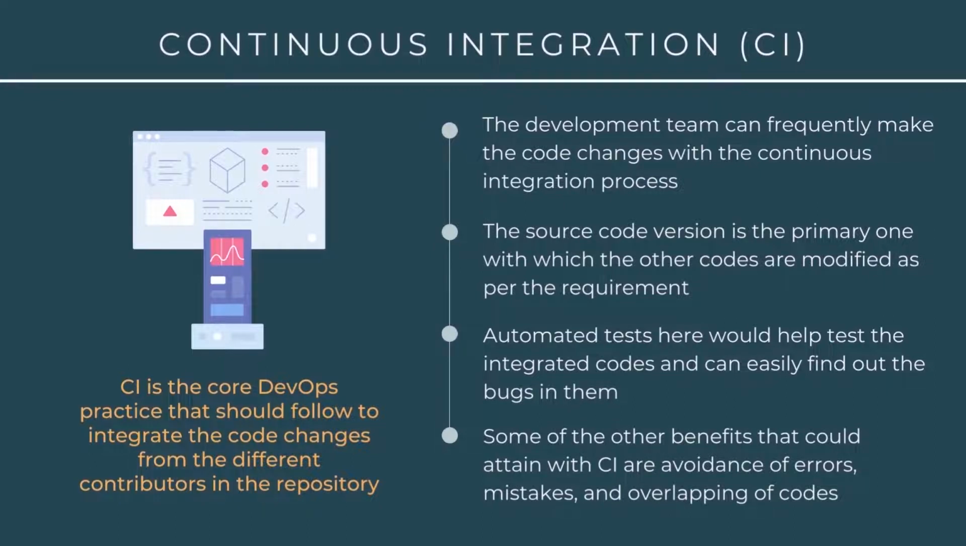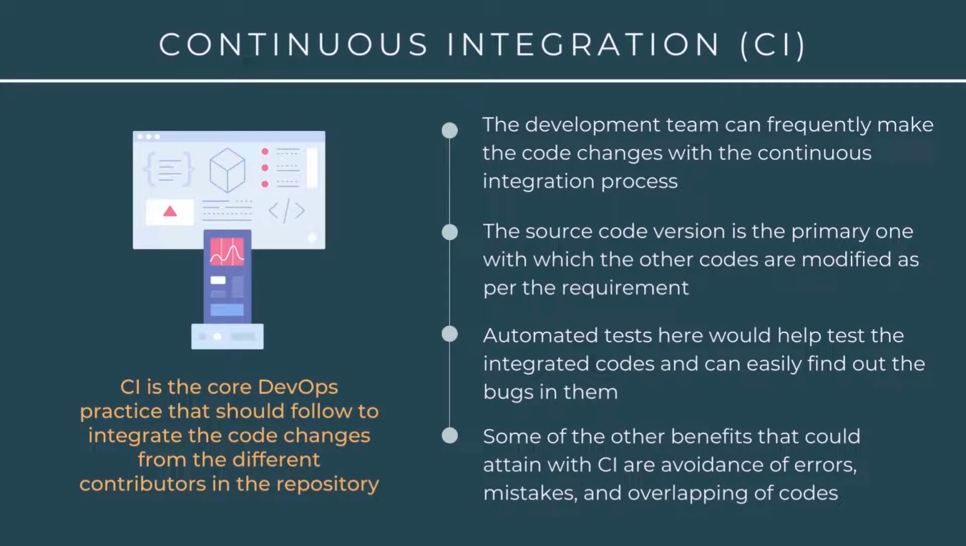Fourth, talking about continuous integration or CI. CI is the core DevOps practice that should be followed to integrate the code changes from the different contributors in the repository. The development team can frequently make the code changes with the continuous integration process. With the help of automated tools, one can verify the correctness of the code at a faster pace. The source code version is the primary one with which the other codes are modified as per the requirement. The errors and the quality issues in the smaller codes can be easily tracked and rectified with this code integration.